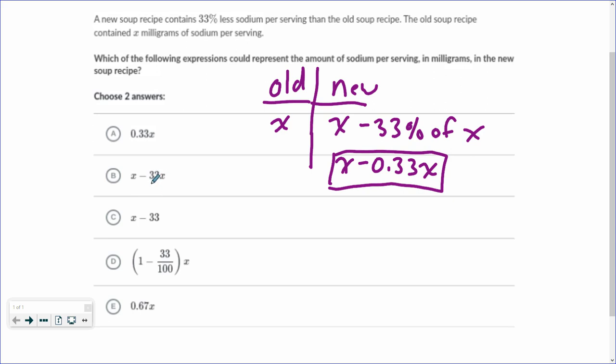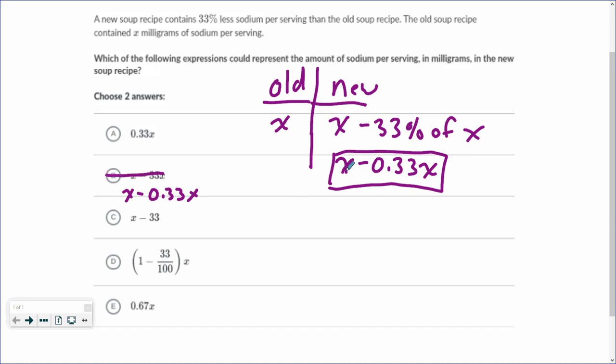I'm drawn to this, but if you look closely, I'm going to write this over here and see if we can see the mistake. I actually almost got tricked into thinking this is correct. Right? That's what I have here. But this isn't x minus 0.33x. This is x minus 33 times x. That can't be right. We want to get 0.33 times x, not 33 times x. So this one is out.